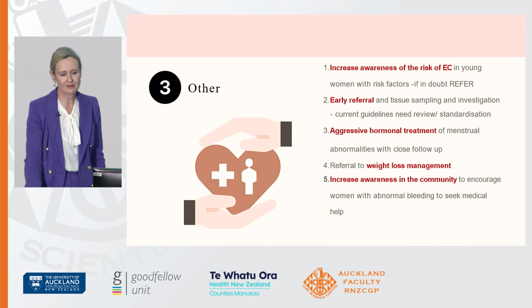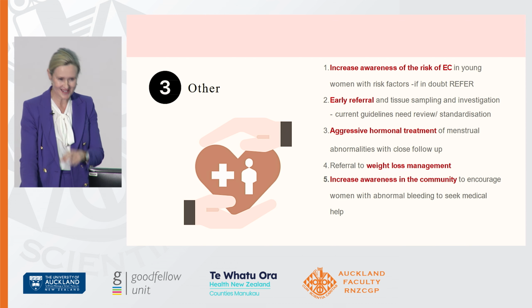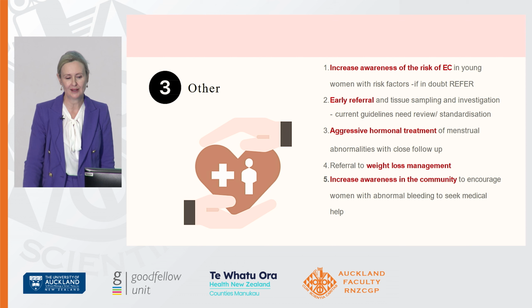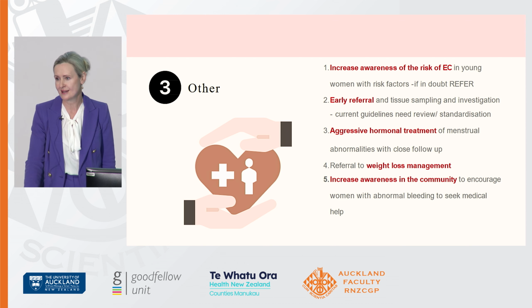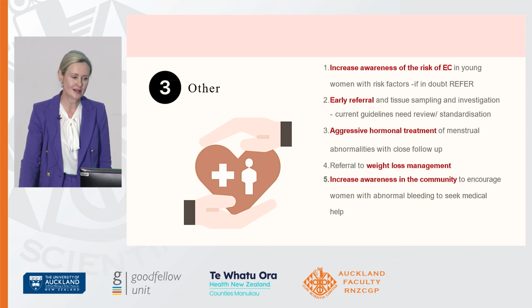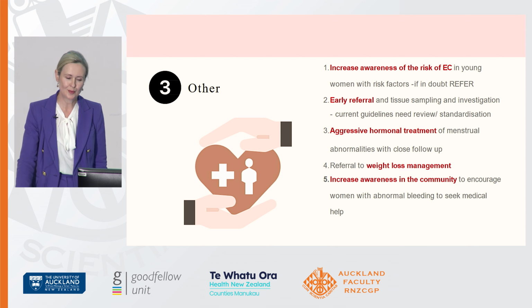And thirdly, we need to increase the awareness of the risk of endometrial cancer in young women. So if in doubt, refer. We're always happy to see referrals if you're concerned about the bleeding in these women. Early referral, tissue sampling and investigation. I think the guidelines need standardisation and we need to review them with our own local data. I think data from overseas is not necessarily relevant to our own population, as we have quite a unique population here in New Zealand. And a lot of the guidelines from around the country are actually using overseas data and overseas guidelines, which I don't think necessarily is what we should be doing at this point.